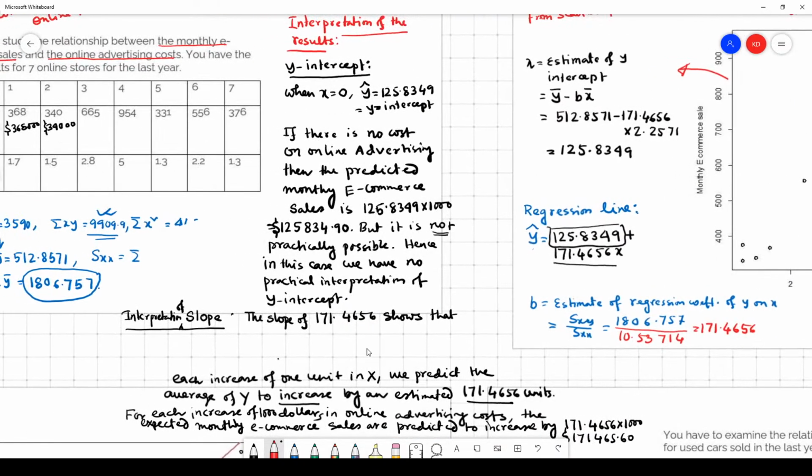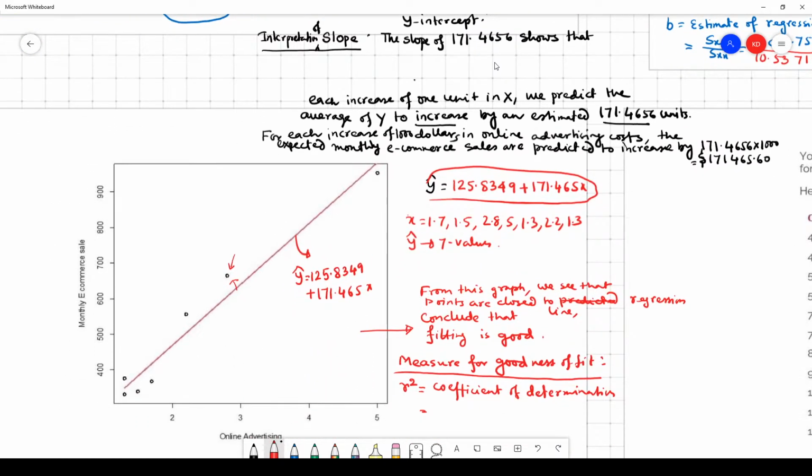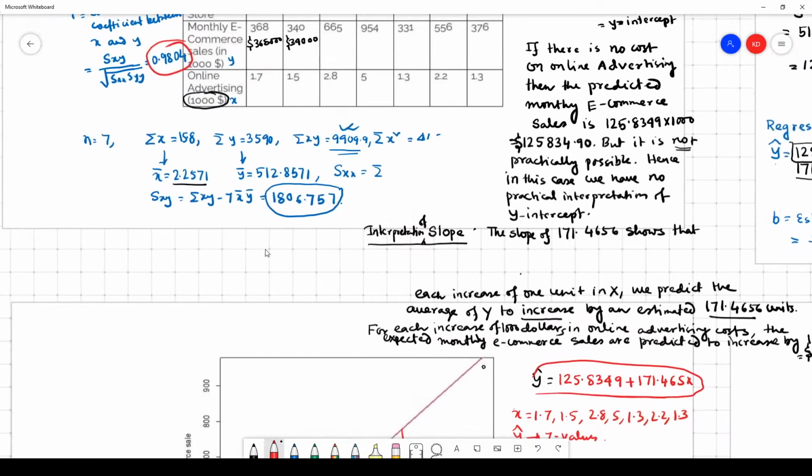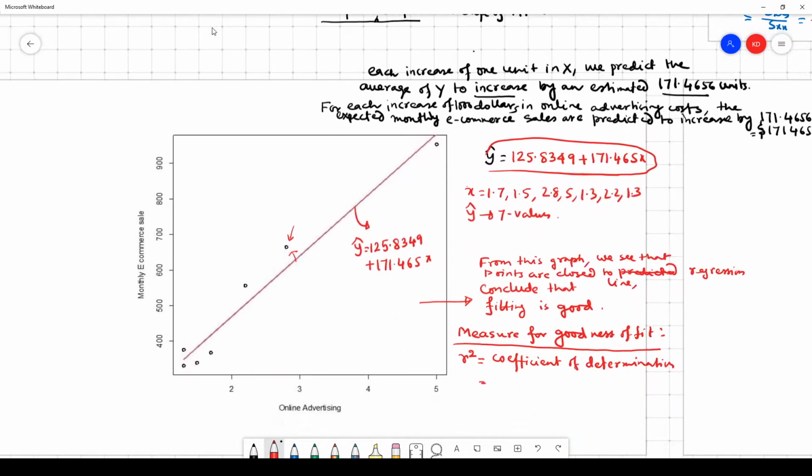Okay, so 0.98, 0.9804. So this is equal to 0.9804 whole square, which is equal to 0.96.